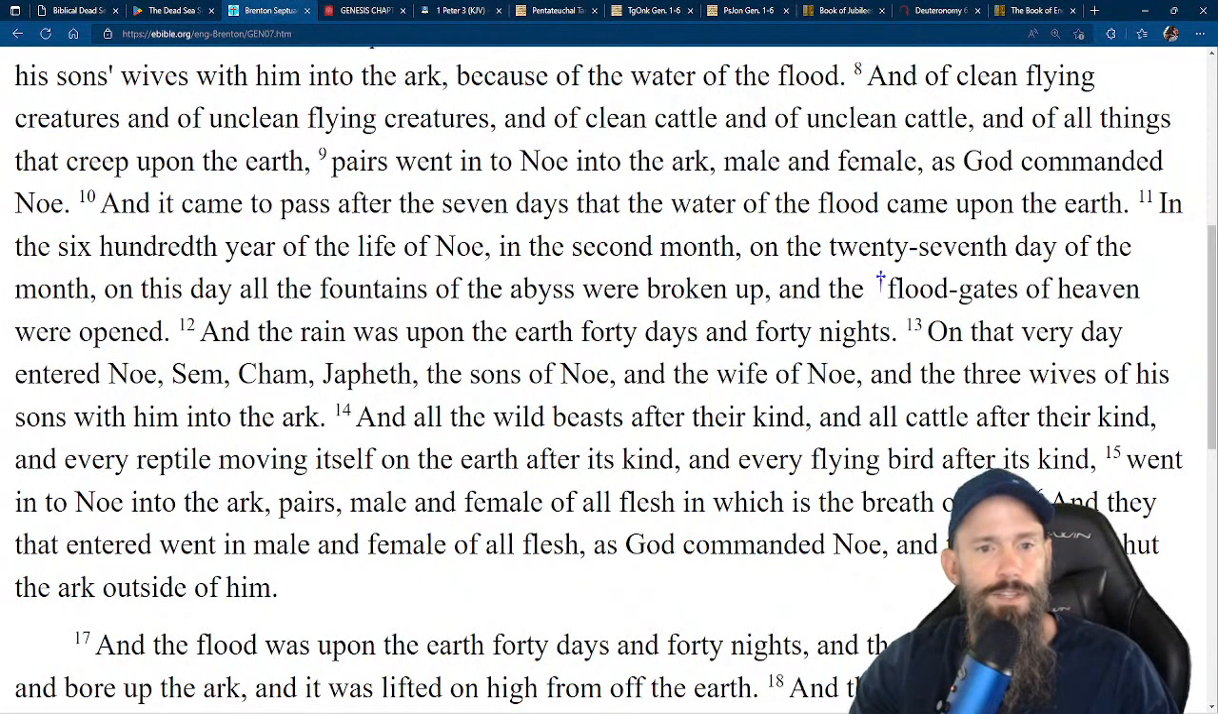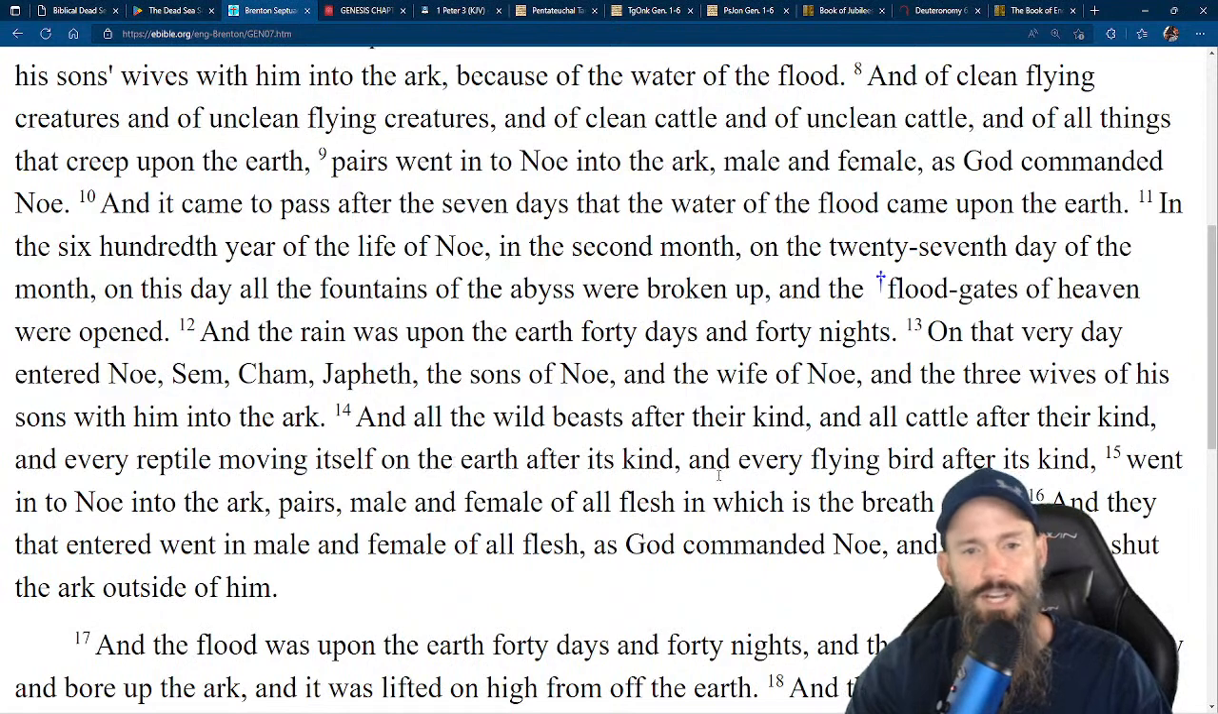On this day all the fountains of the abyss were broken up, and the floodgates of heaven were opened, and the rain was upon the earth 40 days and 40 nights. On that very day entered Noah, Shem, Ham, and Japheth, the sons of Noah, and the wife of Noah, and the 3 wives of his sons with him into the ark. And all the wild beasts after their kind, and all the cattle after their kind, and every reptile moving itself on the earth after its kind, every flying bird after its kind.